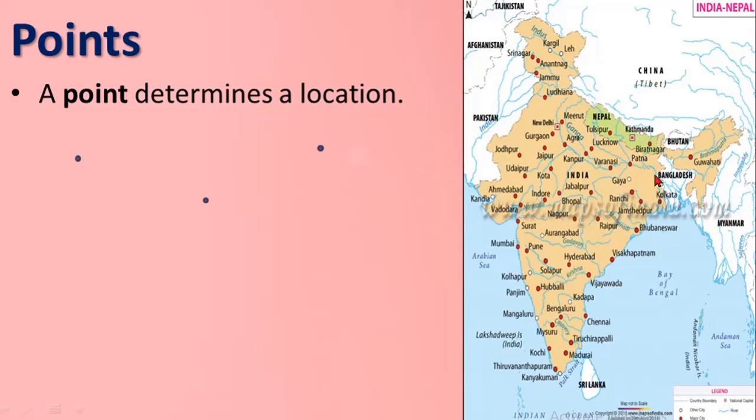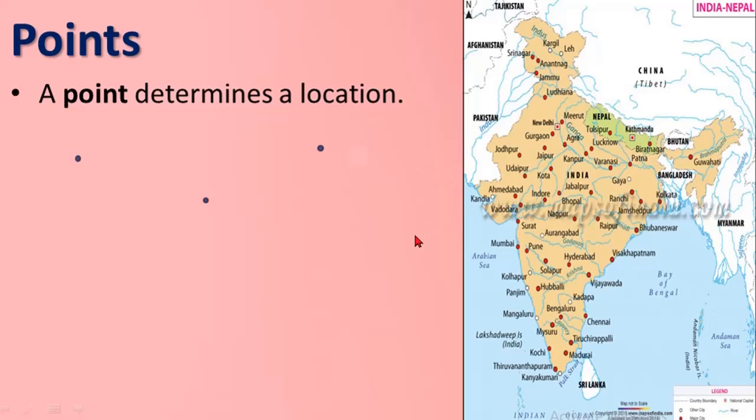So this is an exemplary figure. You can see this is a picture of our country, India. There are a number of red colored dots, which we can denote as points. So what are these red colored dots? In fact, they are locating the different places of our country.